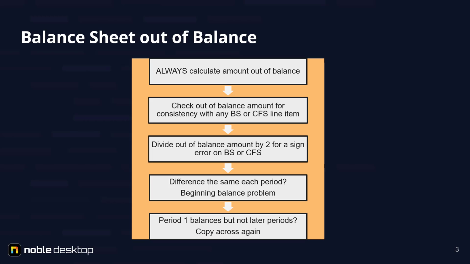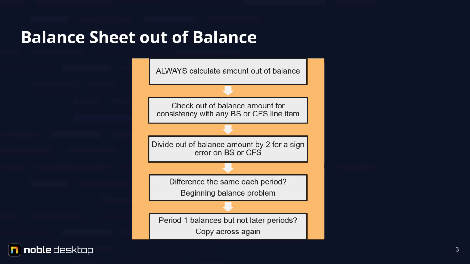If your balance sheet is out of balance, there are several ways you can check and find what exactly is wrong in your model. First of all, always calculate the amount out of balance. Then check the out of balance amount for consistency with any balance sheet or cash flow statement line item. Try to divide the out of balance amount by 2 for a sign error on the balance sheet or cash flow statement.